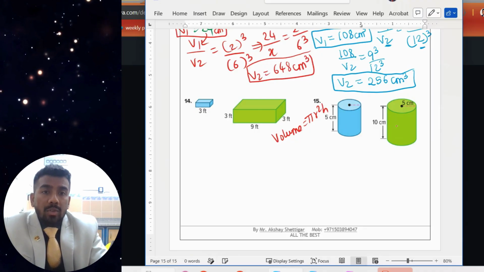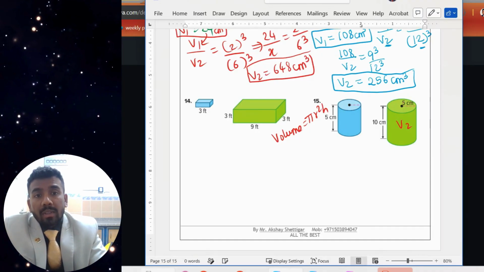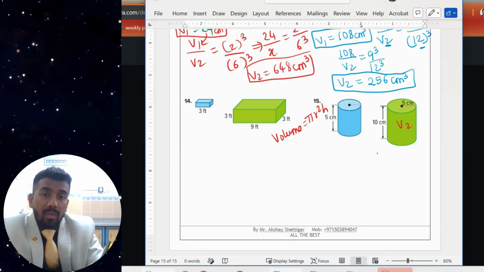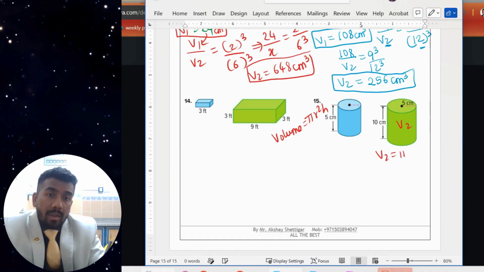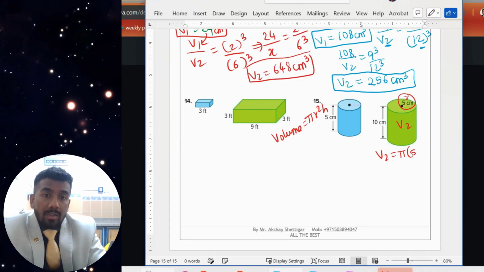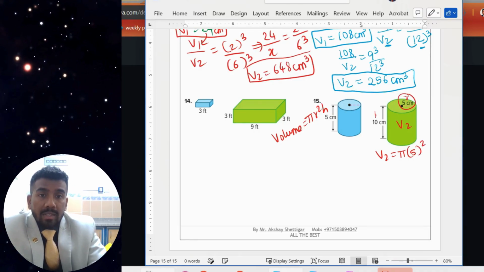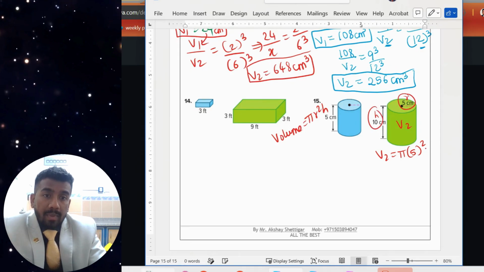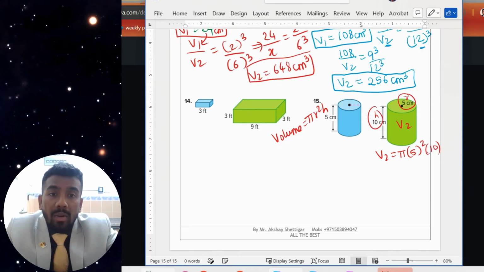Okay. So here V2 is what the value is given. So let's find volume of V2. That is pi r square h. What is r? The radius. That is 5. So 5 square, that's a radius, and this is the height. It's 10 times 10. Now put it in the calculator.